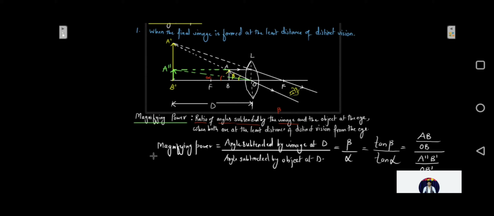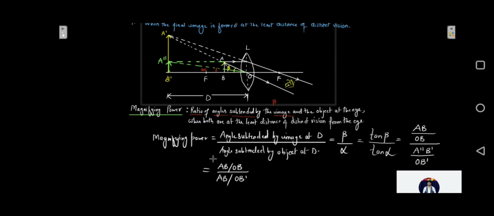If you see A double dash B dash, it is the same as AB because it is nothing but the height of the object, so we can replace it with the height of the object. So this is going to be AB divided by OB, divided by AB, because it has the same height, the object height, divided by OB dash. So if you see, AB and AB are going to cancel out over here.